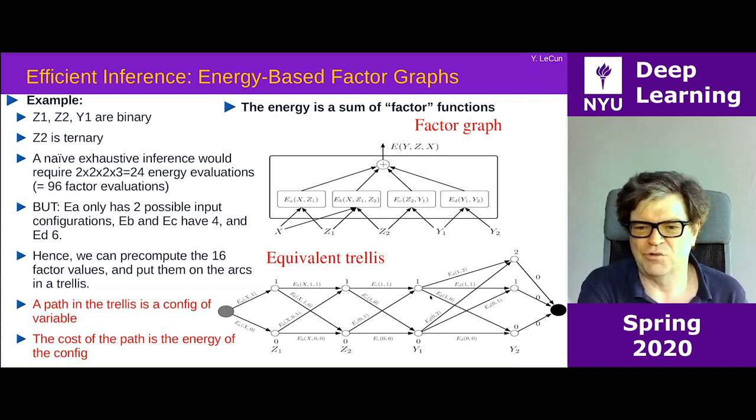I don't care which of those paths it is, right? I don't have an energy term here for the value of Y2. So if I had an extra factor here that only took Y2, then that factor would basically put an energy here, and we would replace those zeros.